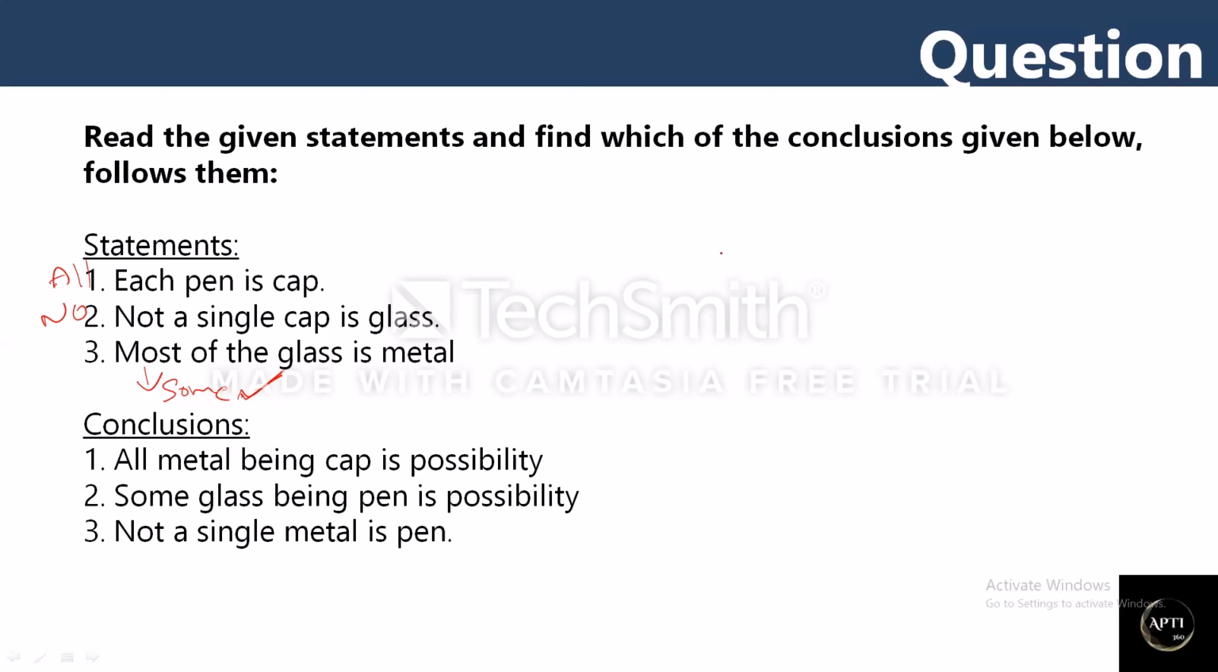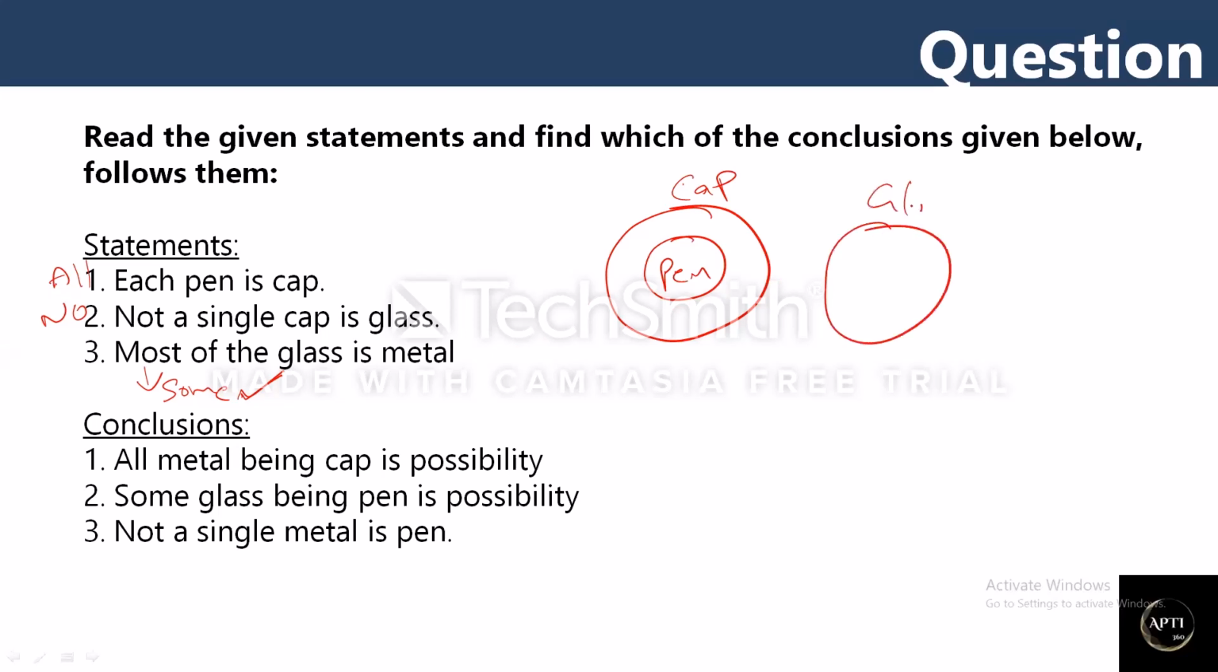Now the first one, each pen is cap. Each pen means all pens. Now I am replacing with new words, not talking about the old words. All pens are cap. Now here it is cap. Next, not a single cap is glass. Not a single cap is glass means no cap is glass. There should not be any connection between cap and glass.